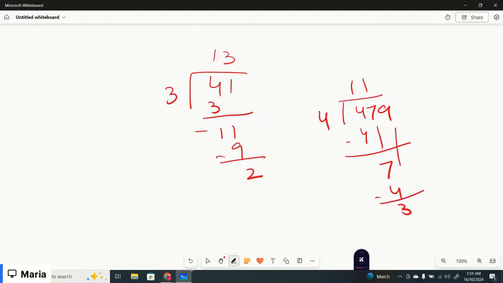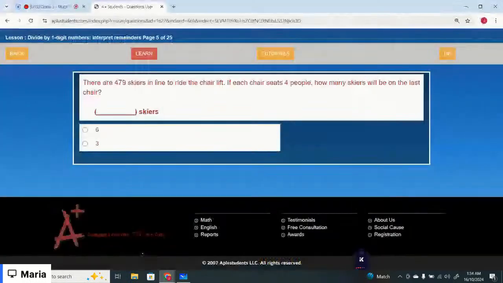Bring the 7 down. 4 times 1 is 4. You have 3. Bring 9 down. So, 4 times 9 is 36. You have the remainder 3, right? That means on the last chair, you have 3 skiers. The correct option is 3. Option number 2 is the correct option.